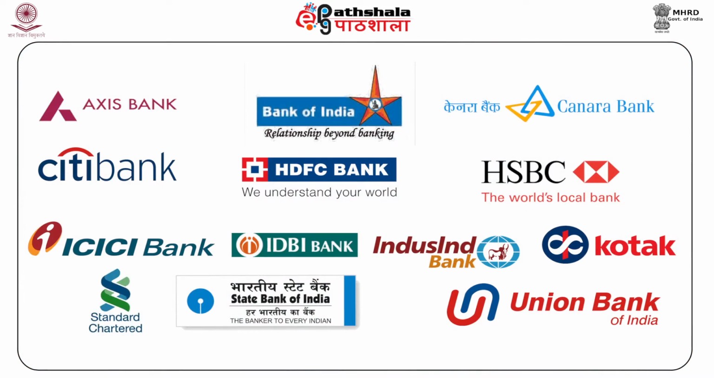NSCCL has a panel of 13 clearing banks which include Axis Bank Limited, Bank of India, Canara Bank, Citibank, NA, HDFC Bank, Hong Kong and Shanghai Banking Corporation Limited, ICICI Bank, IDBI Bank, IndusInd Bank, Kotak Mahindra Bank, Standard Chartered Bank, State Bank of India and Union Bank of India. Clearing accounts have to be maintained and operated by each clearing member with any of the above listed clearing banks at the designated clearing bank branches.